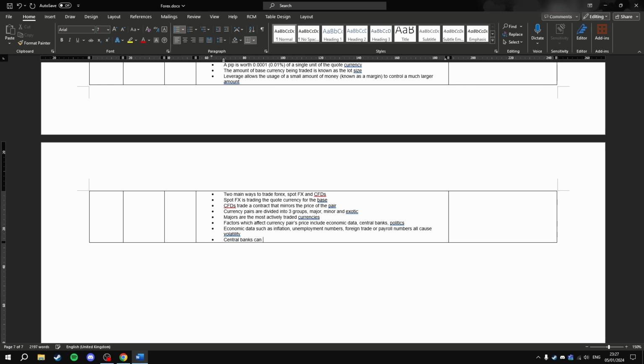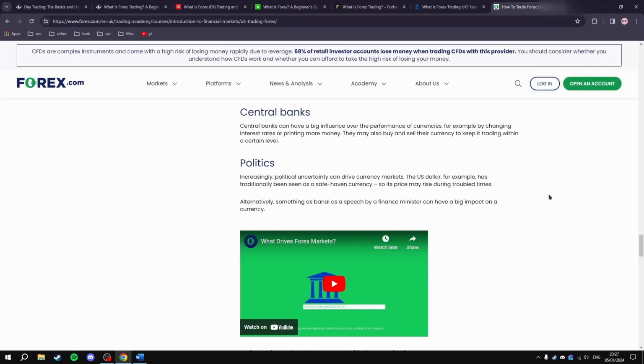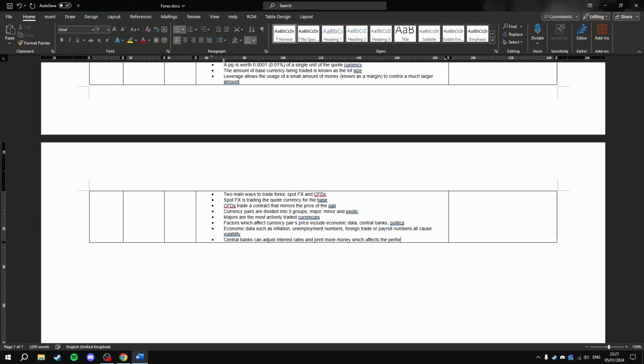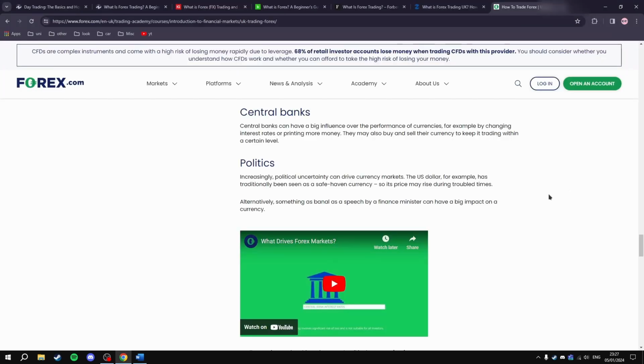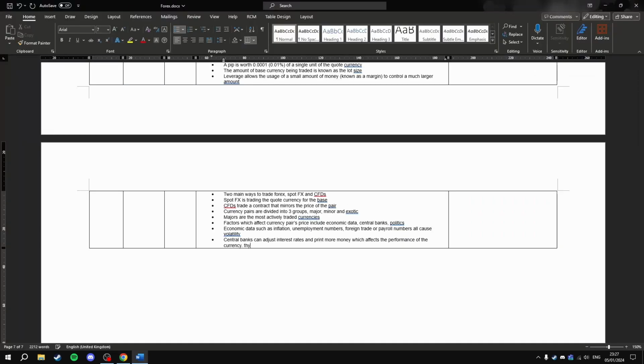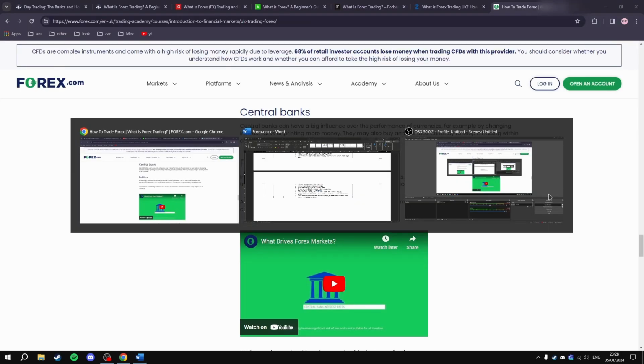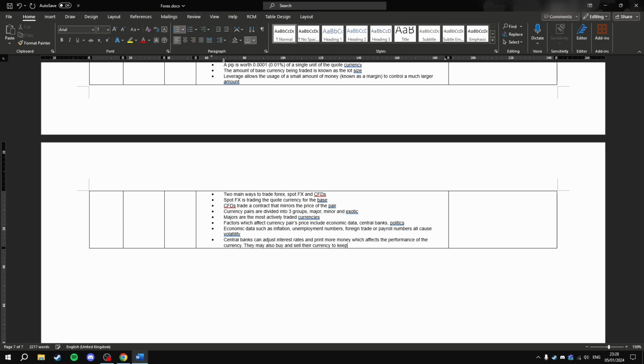Central banks can adjust interest rates and print more money, which affects the performance of the currency. They may also buy and sell their currency to keep it trading within a certain level.